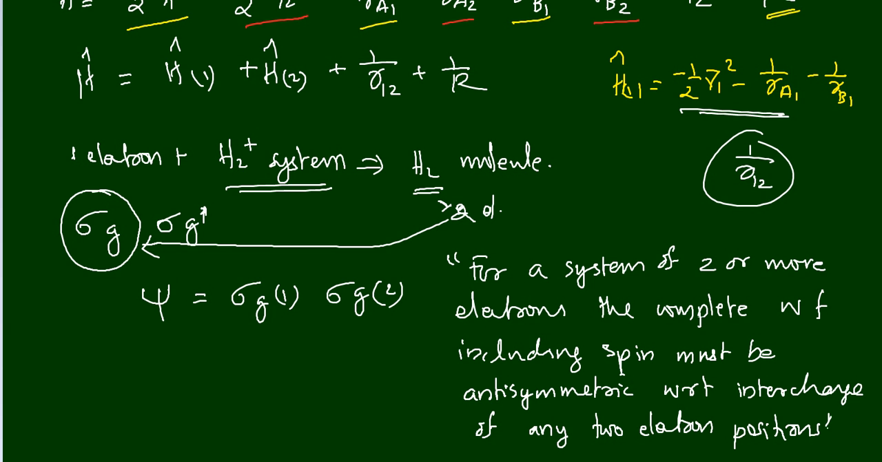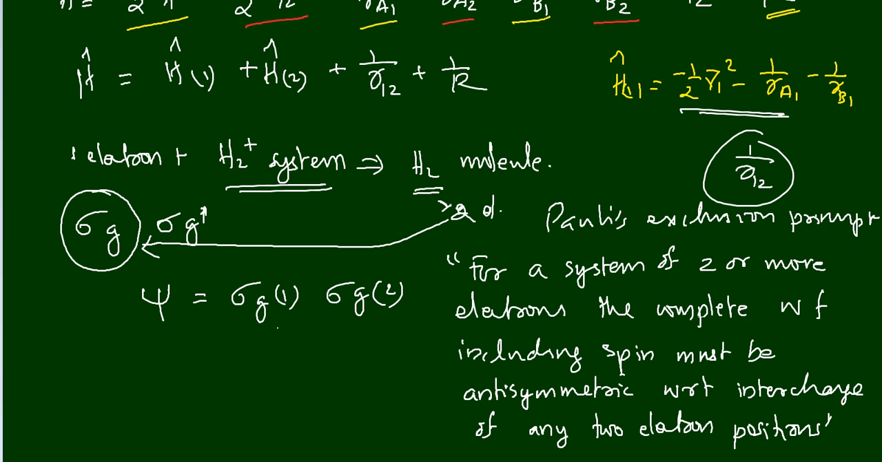Okay, you may be wondering what this means. I'll explain. This is the Pauli's exclusion principle, which states that for a system of 2 or more electrons, the complete wave function including the spin must be antisymmetric with respect to interchange of any 2 electrons.